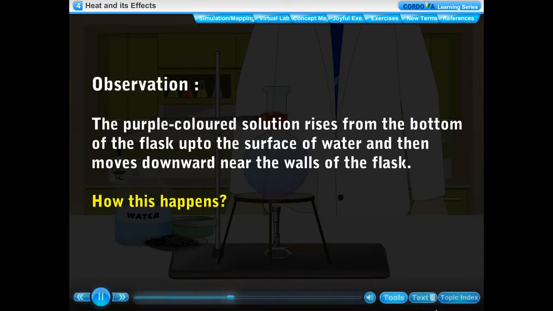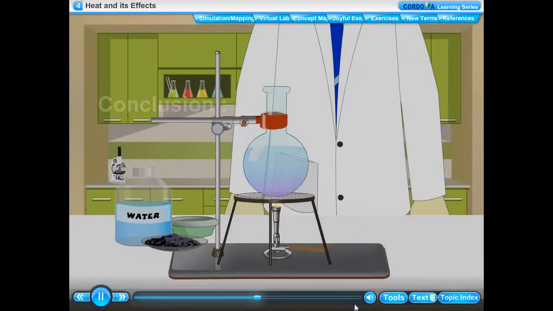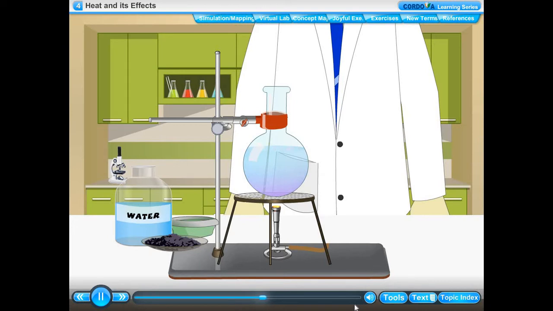Observation: the purple-colored solution rises from the bottom of the flask up to the surface of water and then moves downward near the walls of the flask. How does this happen? Conclusion: when water at the bottom of the flask near the flame gets heated, it expands and becomes lighter. So, hot water rises upwards and carries heat to the surface. The colder water present on the surface, being heavier, moves downwards by the sides of the flask to take the place of hot rising water towards the source of heat.